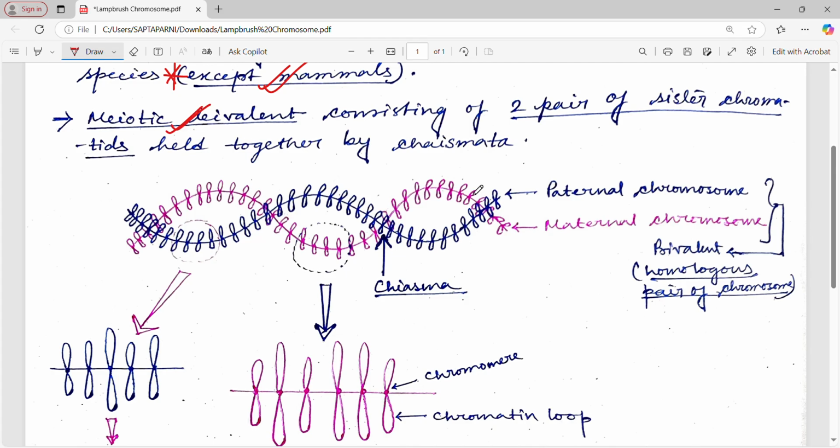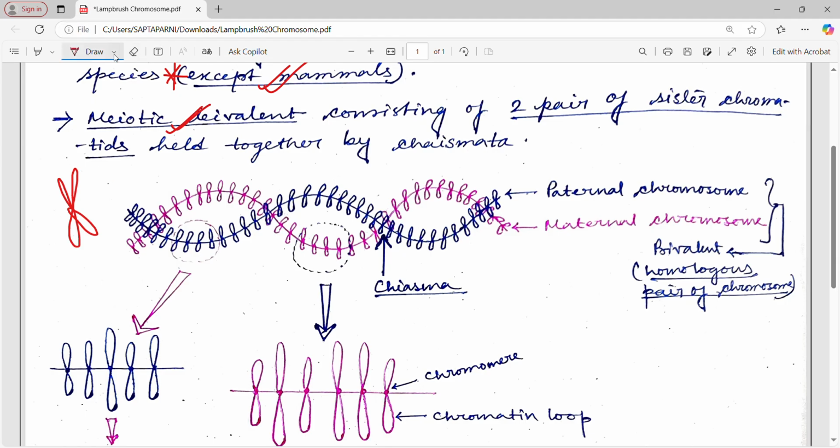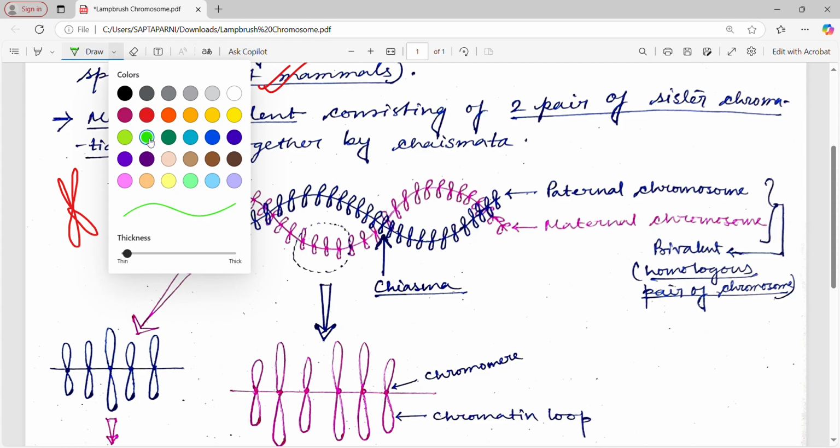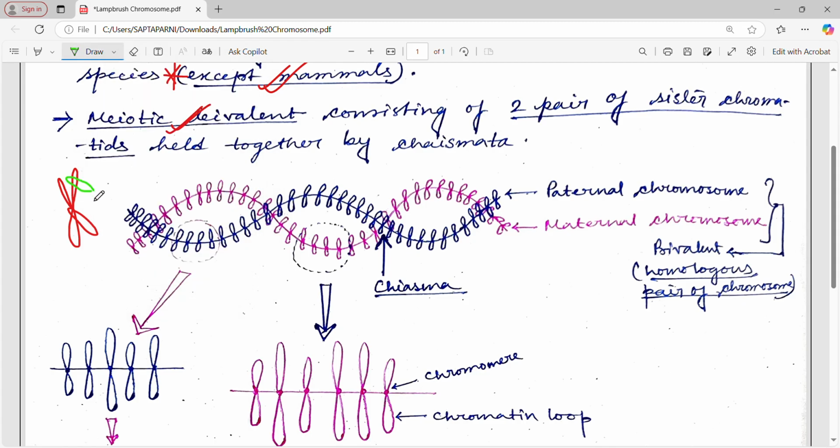Meiotic bivalent means, we know that during meiosis, two homologous chromosomes with their sister chromatids pair up. So let me draw it with another color. So this is one chromosome, and let me draw another with green, and it is another chromosome, and these two are homologous chromosomes. Now you can see the two homologous chromosomes are crossing each other at a point and making an X-like structure, and this X-like structure is known as chiasmata.